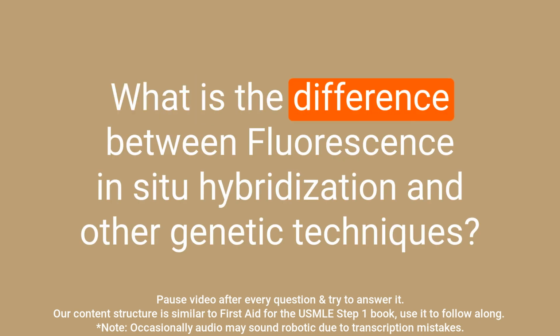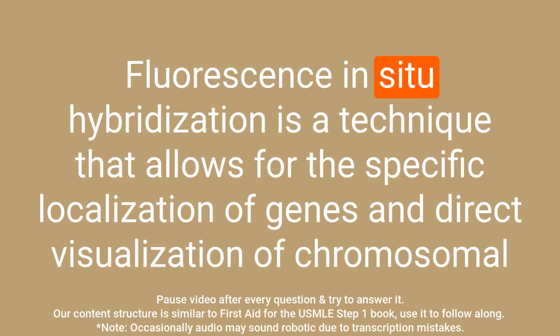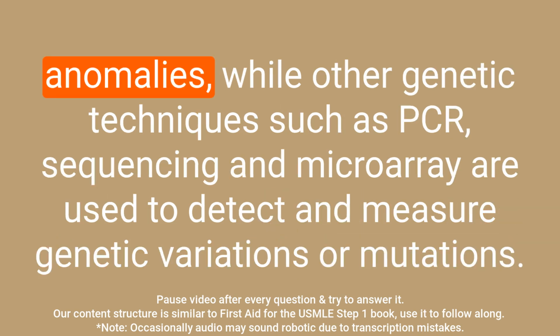Question: what is the difference between fluorescence in situ hybridization and other genetic techniques? Answer: fluorescence in situ hybridization allows for the specific localization of genes and direct visualization of chromosomal anomalies, while other genetic techniques such as PCR, sequencing, and microarray are used to detect and measure genetic variations or mutations.